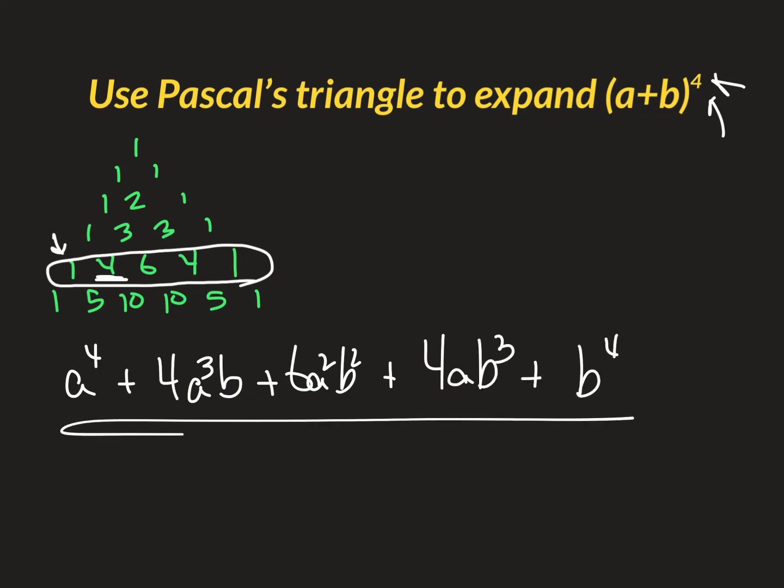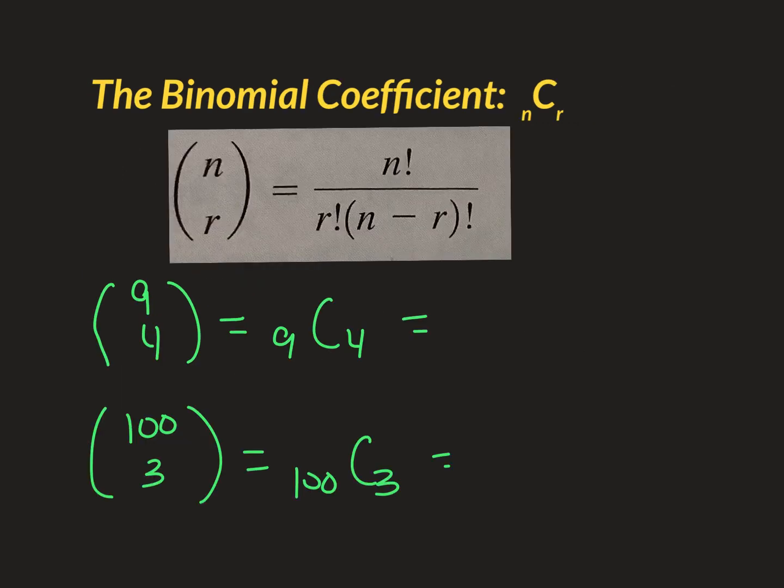Again, look at those patterns. Exponents add up to be the main exponent. There's one more term in your answer than the main exponent was. The a's are going down, the b's are coming up. And the second exponent in the term is always 1 less than the term that you're looking at. Pretty awesome.